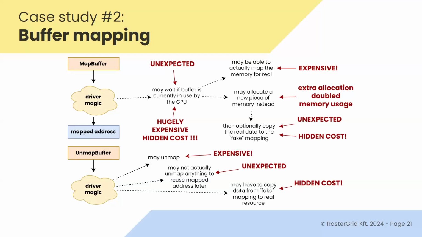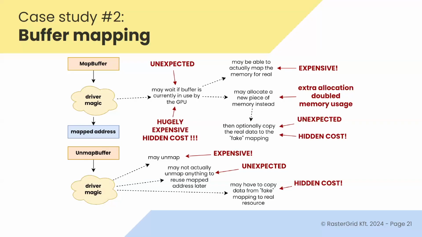Again, extra memory being used behind your back, you don't know about it, extra cost of that allocation, and potentially even an additional copy from the real surface to your new fake mapping, for which you get back the address. Lots of hidden costs. And the most important thing is that you don't know which one actually happens. And that's often a problem when you want to have predictable performance.